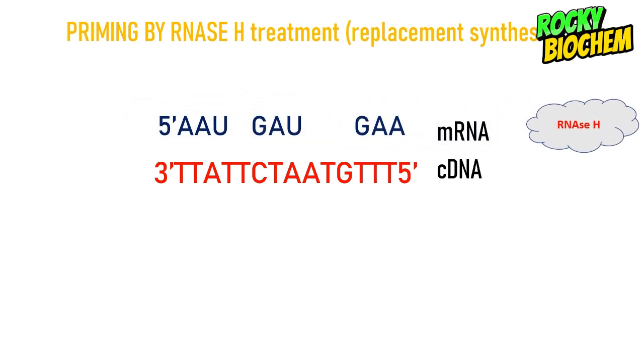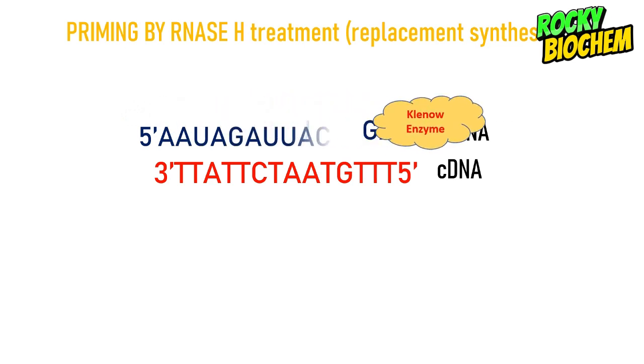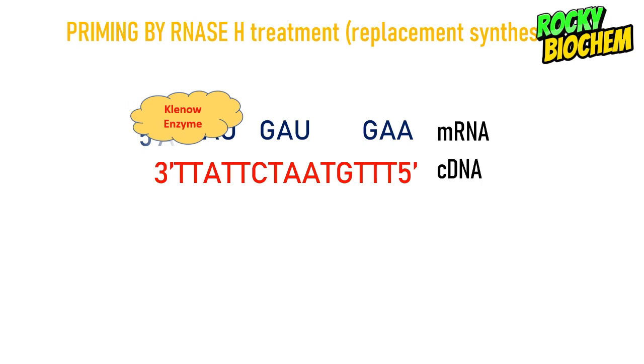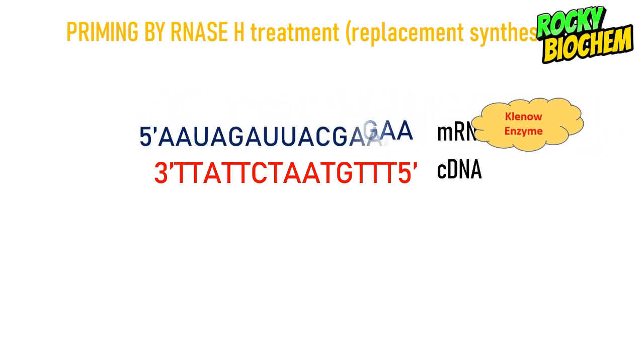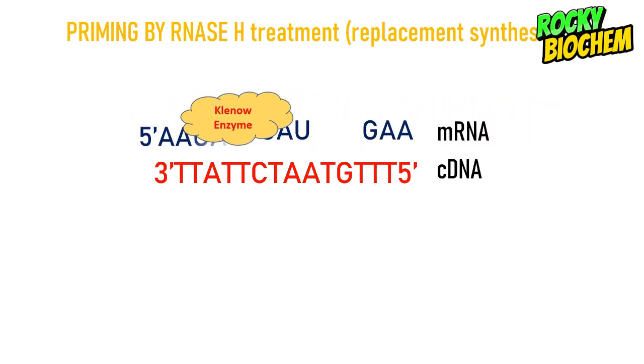It will not completely degrade the mRNA, but it will rather create some gaps within the mRNA. So by having this mRNA with gaps within it, we can make use of the enzyme called Klenow enzyme. Klenow enzyme only has polymerase activity, and hence by using it, it will fill up the gaps within the mRNA and bring about the synthesis of another cDNA molecule. So at the end, we will obtain a double-stranded cDNA molecule with the help of the Klenow enzyme.